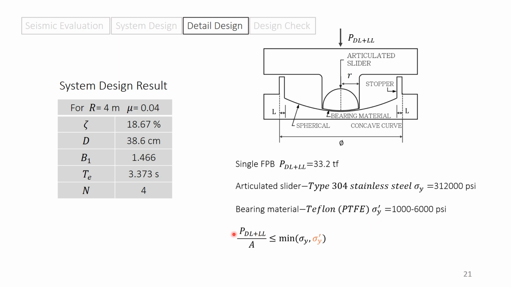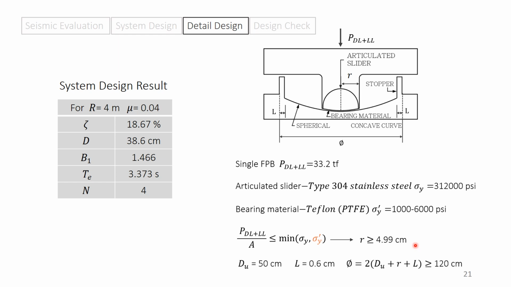So the actual load divided by the section area, which is the stress of this section, has to be controlled by sigma y and sigma y prime. It is usually controlled by sigma y prime, which is the Teflon. So by these conditions, r has to be bigger than 4.99 centimeters.